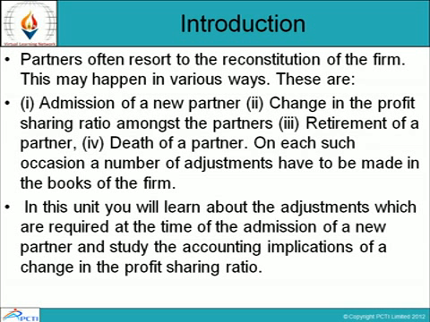Now, introduction. Partners often resort to the reconstitution of the firm. This may happen in various ways: admission of a new partner, change in profit sharing ratio amongst the partners, retirement of a partner, death of a partner. On each such occasion, a number of adjustments have to be made in the books of the firm's accounts.